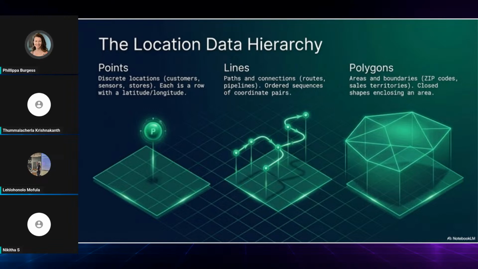When you think about maps, one of the things I want you to start thinking about is points, lines, and polygons. So you've got discrete locations. What is a point? It's a customer, it's a sensor, it's a store. Each is a row with a longitude and latitude. You've got lines. These are paths and connectors, routes, pipelines, ordered sequences of coordinate pairs. And then polygons are areas and boundaries: zip codes, sales territories, an outline of a country. They're closed shapes enclosing an area.